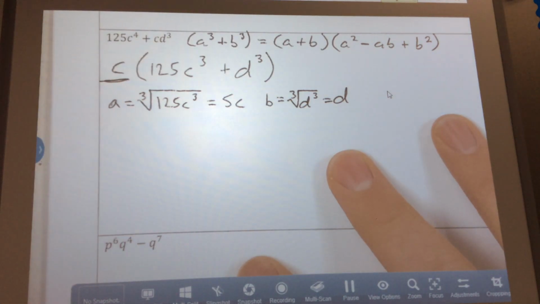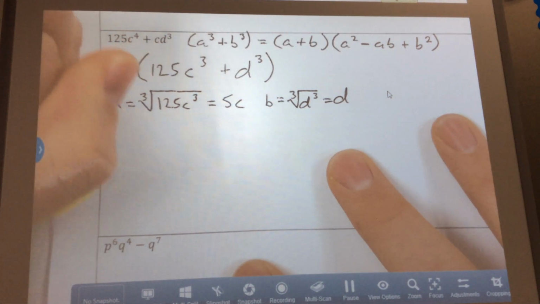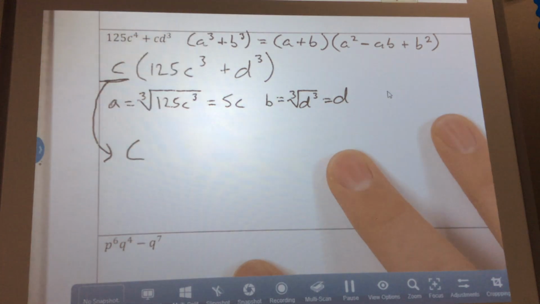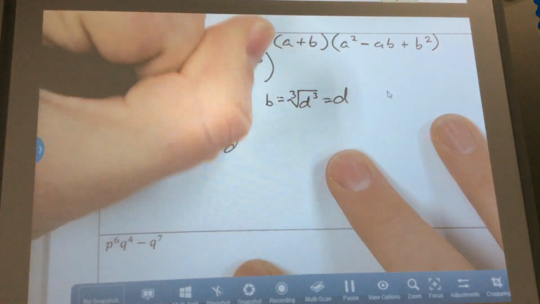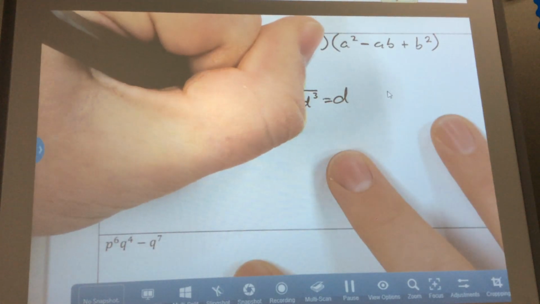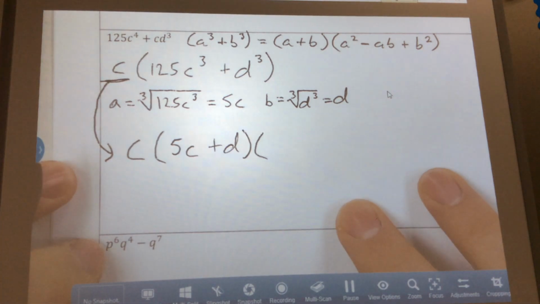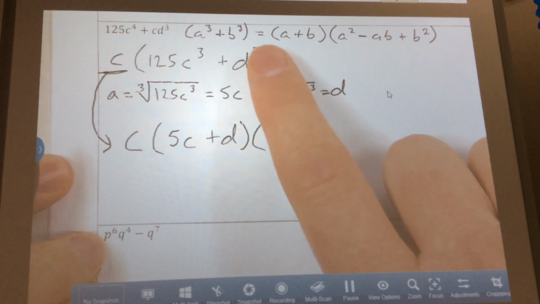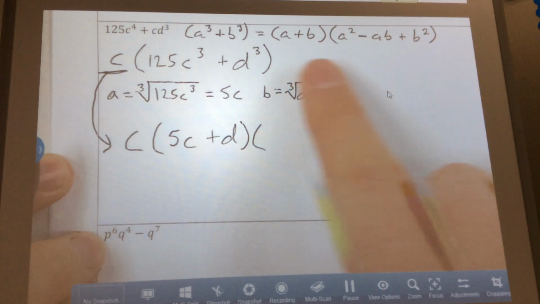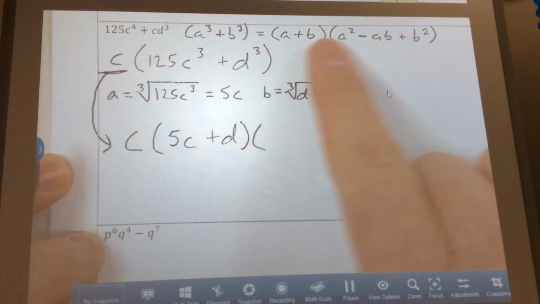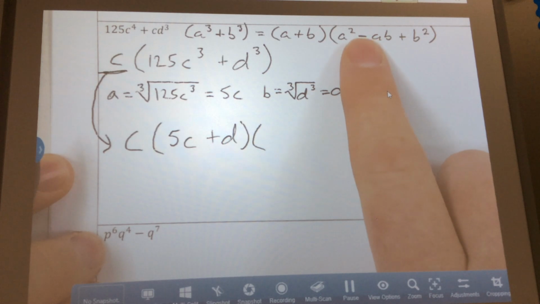So now I have to put in my first part. I have my greatest common factor, gets brought down as a c. Open your parentheses, your a value is 5c plus d. Then we have to fill in the other three blanks by using our a value and squaring it, our b value and squaring it here, and then I take my a and b value, multiply them together, put them here with a minus sign, always.